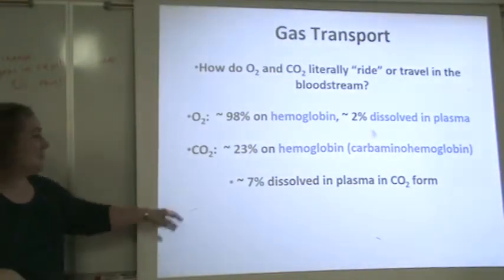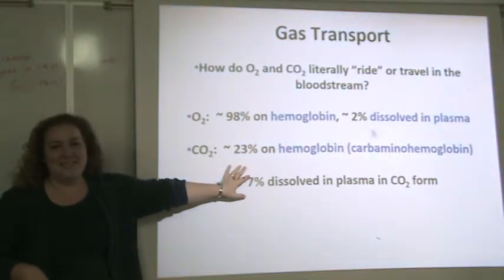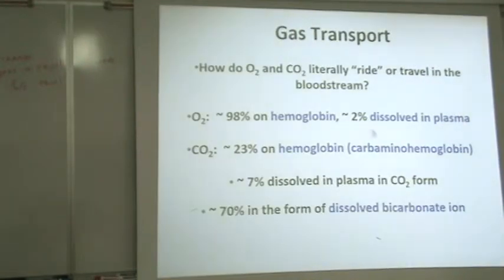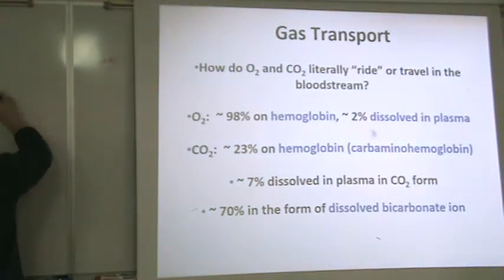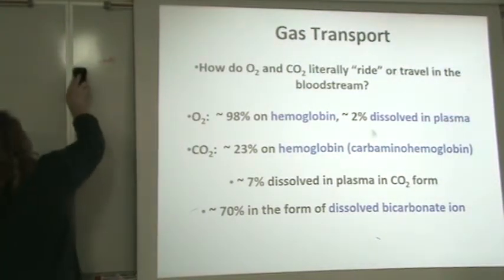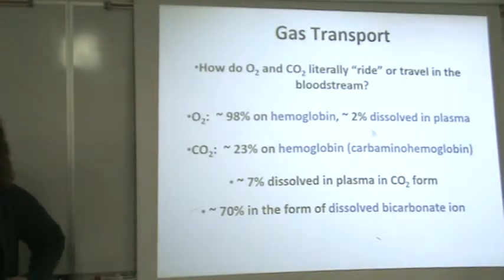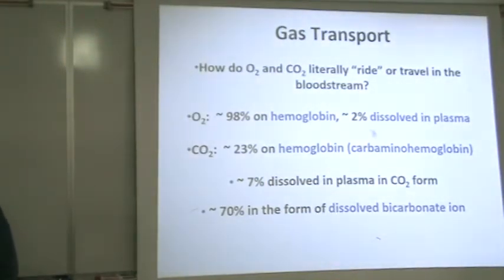We're only up to 30%. The rest of the CO2 is in a particularly important form called bicarbonate. So we've got 70% of all the CO2 that's in your blood actually in the form of a chemical called bicarbonate. If you're in exercise phys, or you're going into nursing, you're going to be sick of hearing about bicarbonate, but it's really, really important. We're getting to next why it's important.